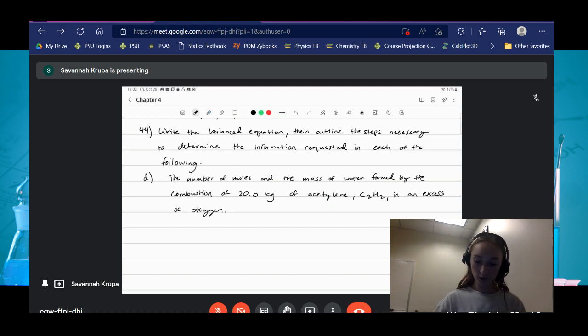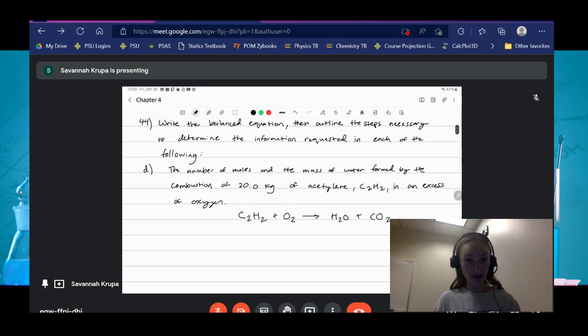So when we're working with a combustion reaction, what's always going to happen is we're going to start with acetylene, C2H2, and because it's in a combustion reaction, we're going to be combining with oxygen gas, and that's going to be on the left side of the equation. And that's always going to form water and CO2, because that's how a combustion reaction works. So we have H2O here, and we have CO2.